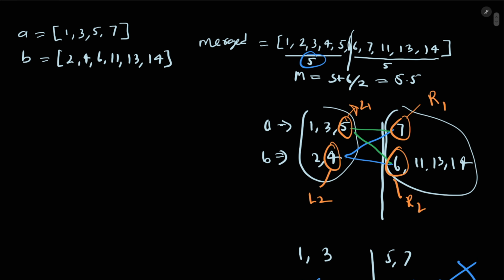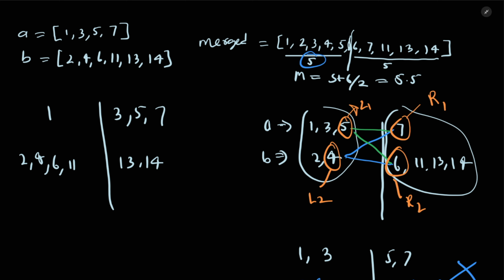I will also show you, if I start by taking one element on the left side, then I will have 1 here, and 3 5 7. Since we have taken one, we need 4 more, so we can say 2 4 6 11, and here 13 and 14. You can see these elements are not smaller than this one, because 11 is greater than 3, so this is also not a valid answer.